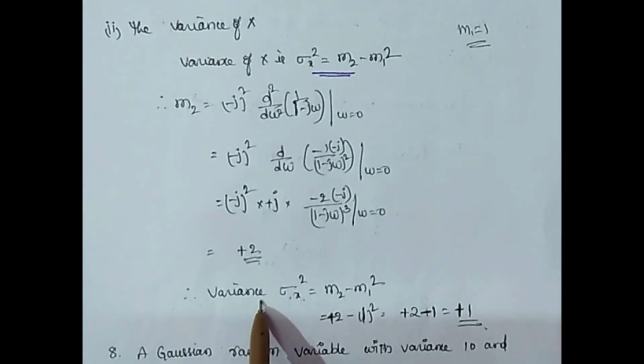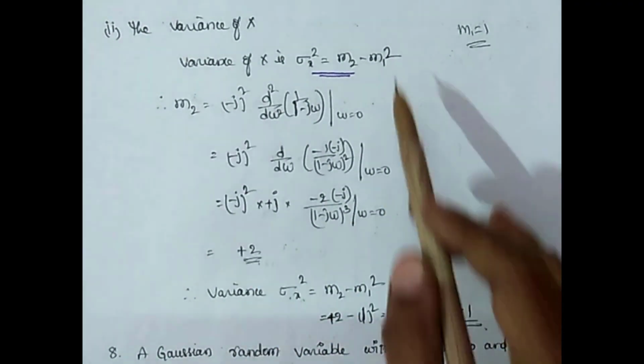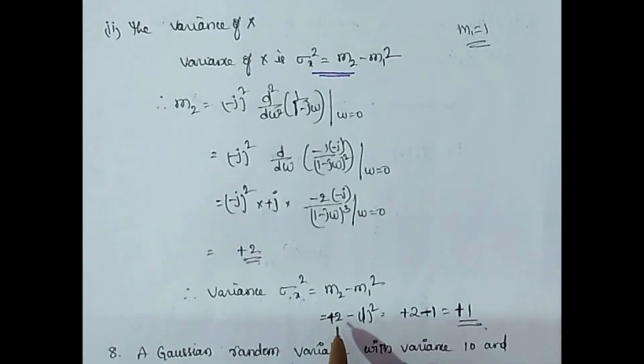So what is the variance now? Now substitute the m2 value and m1 value here. m2 is 2 and m1 is 1. So it is simply 2 minus 1 square, which is 2 minus 1, and the answer is 1.